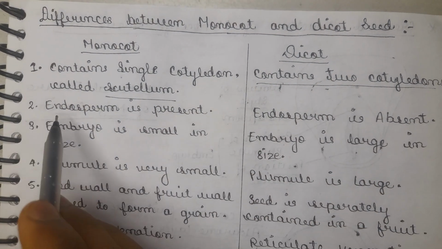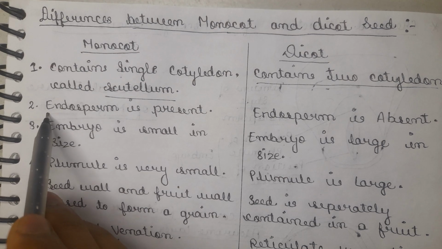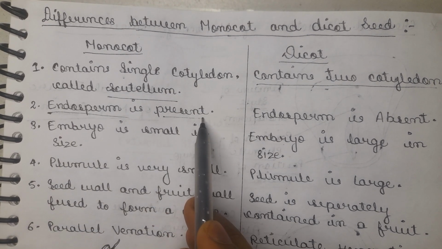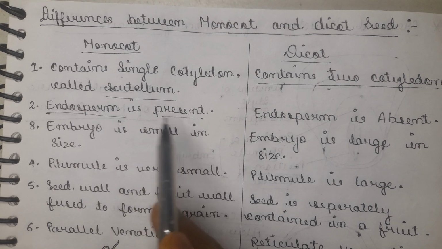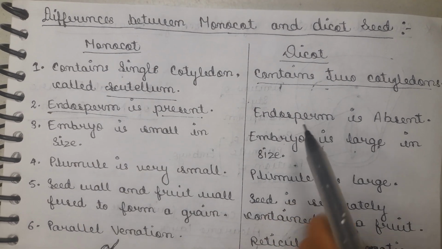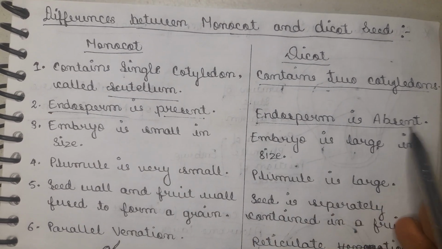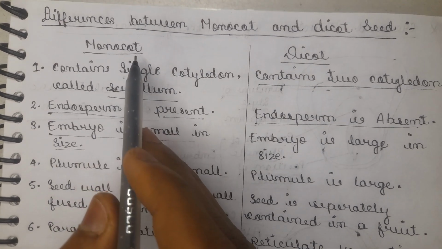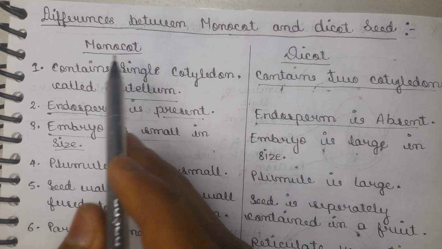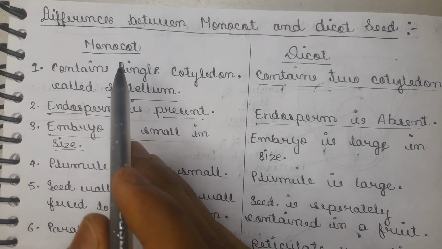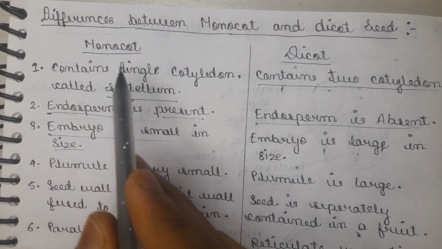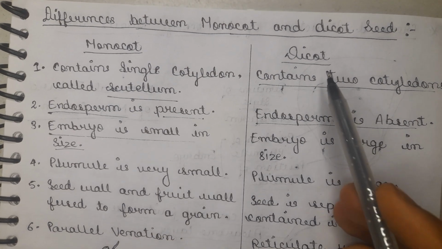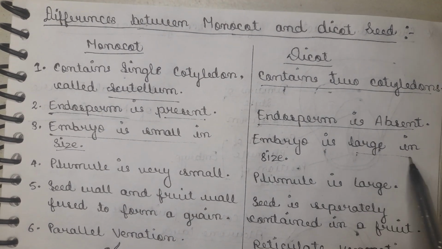The second point is that the monocot has the endosperm present inside the structure, as we have seen in the diagram, but in the dicot there is no endosperm. The third point says that the embryo is very small in size in the monocot. In the previous lecture I showed you the diagram of the monocot seed, in which the embryo is very small in size, and in the dicot the embryo is large in size.